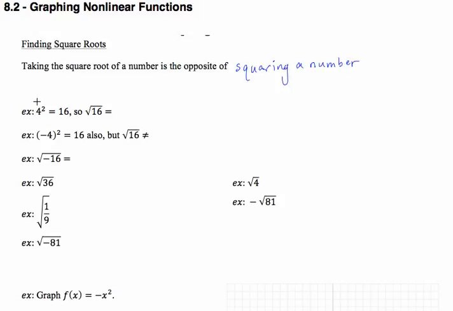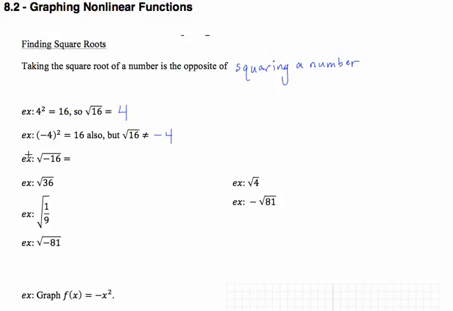So, for example, because 4 squared equals 16, the square root of 16 is 4. Now, this is interesting right here. Negative 4 squared is also 16 because negative 4 times negative 4 is 16. But the square root of 16 does not equal negative 4. The square root of 16 is only defined to be the positive root. A square root of a number will never be a negative number. So therefore, the square root of 16 is not negative 4, it is 4, and only 4.